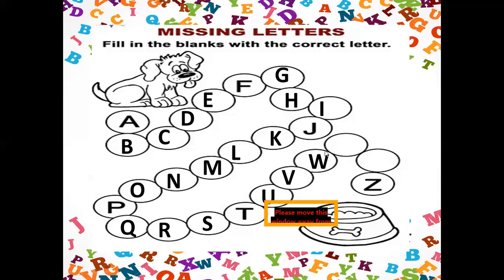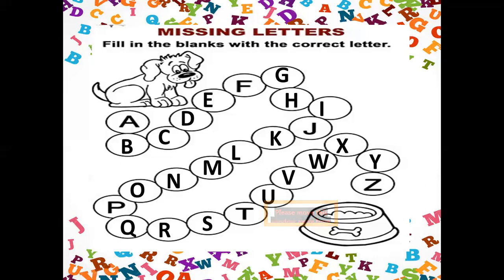Now again we have a missing letter after W. What is that missing letter? It is X. The next letter after W is X. And now we have just one missing letter left. What is that? The next letter after X is Y. And after Y, the next letter is mentioned, which is Z.